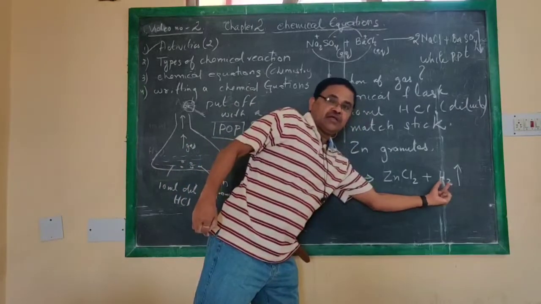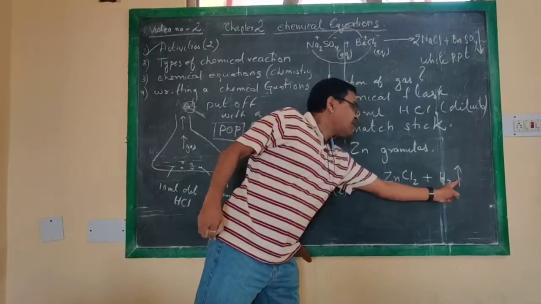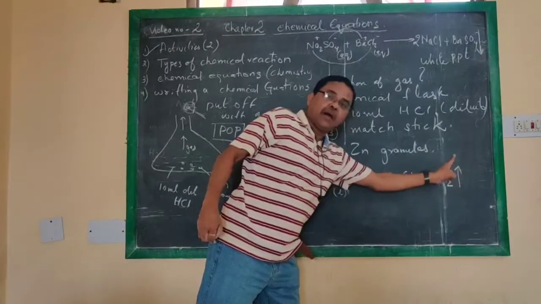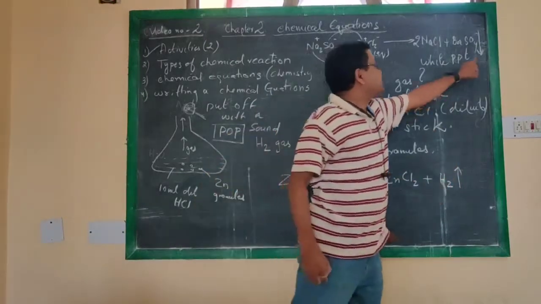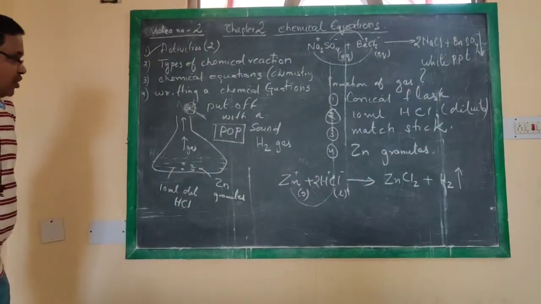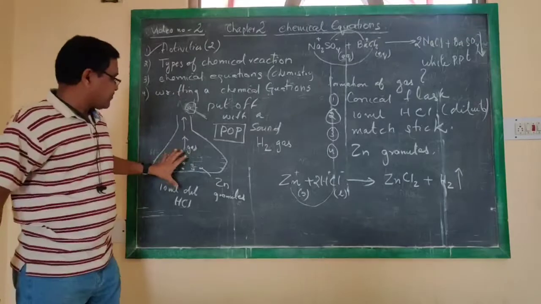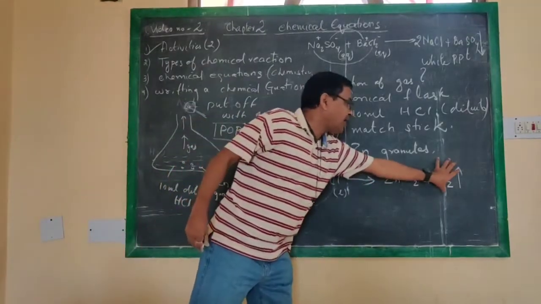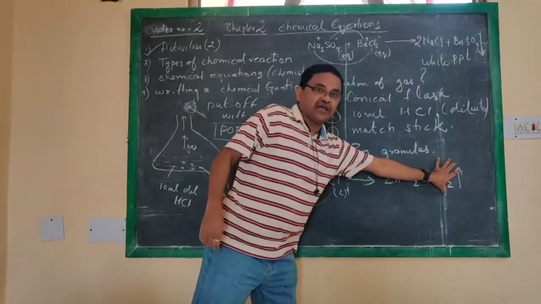The hydrogen gas. And whenever a gas is formed, we always put a mark by an upward arrow, whereas for a precipitate, we mark it with a downward arrow. So this was the activity as far as the production of how can we produce hydrogen gas.